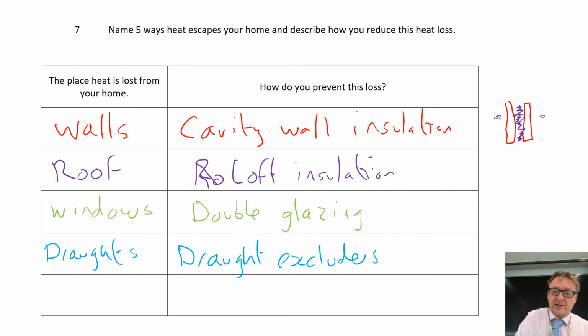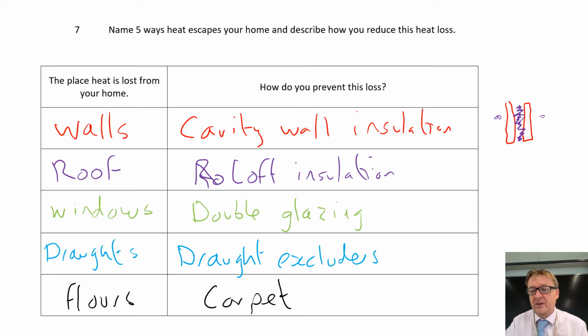And then the final one is floors. Okay, now the best way of preventing heat loss with a floor is put carpet down. In my house we used to have wooden floors, wooden floorboards, and you could always feel a little bit of a draft because any little cracks in the floor at all, air would then get through it. Carpet is fantastic, right? That's floors, looks like flour.